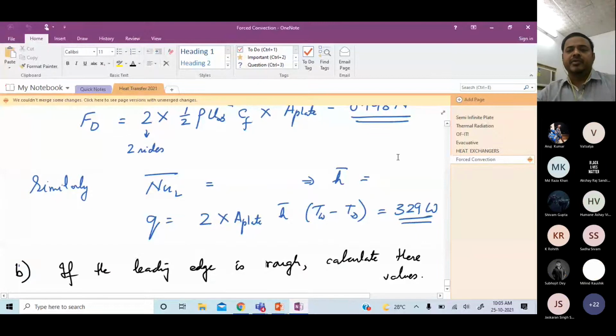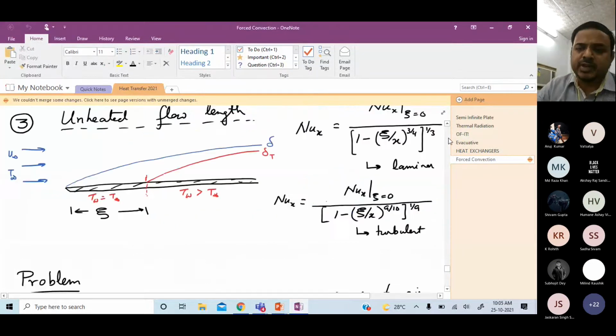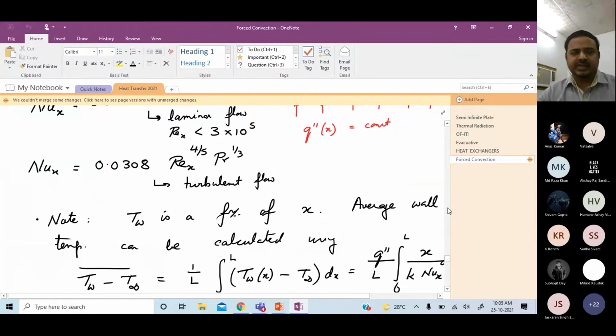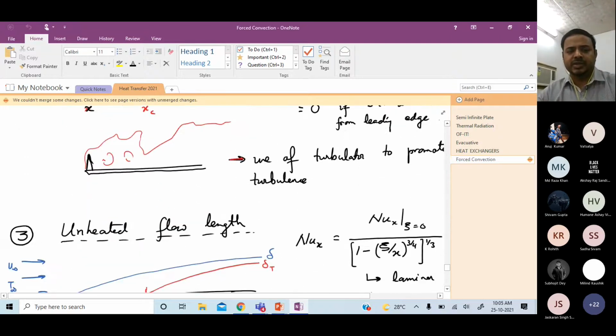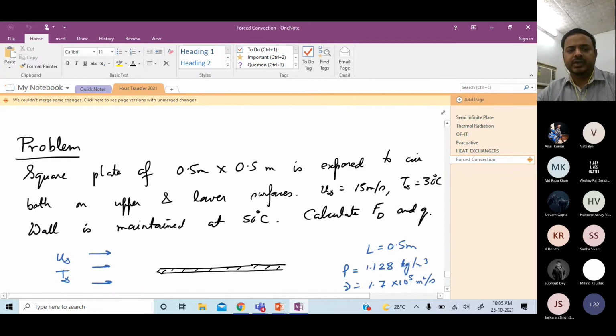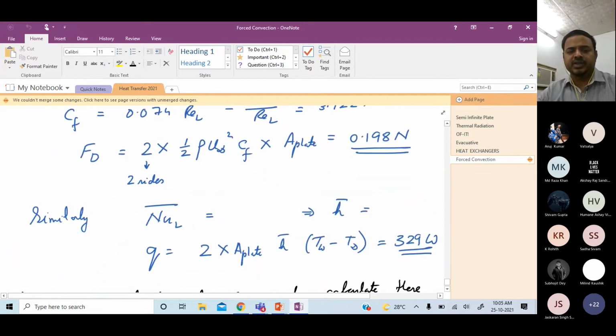So at the end of the last class, we were solving a problem, the problem of flow over a flat plate. I think you can see my screen now. We figured out that the flow will be turbulent by the time it reaches the trailing edge, right? So therefore, we discussed that the flow will be laminar followed by turbulent. And going ahead, we solved this.